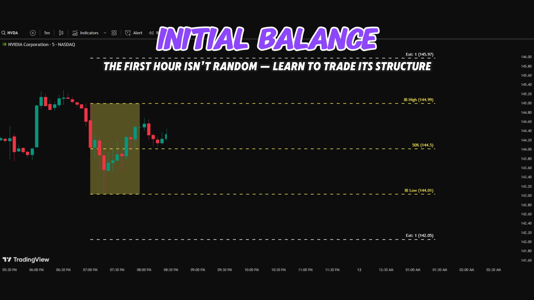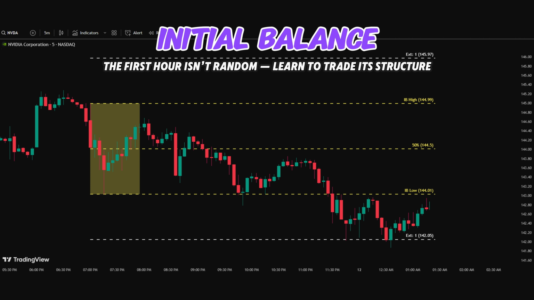In this video, we'll walk through indicator setup, use cases, and the logic behind the levels, how to visually isolate the opening range, and why many traders use initial balance for both breakout confirmation and reversal strategies. If your trading depends on structure, time-based levels, or clean session logic, this is a tool worth understanding.